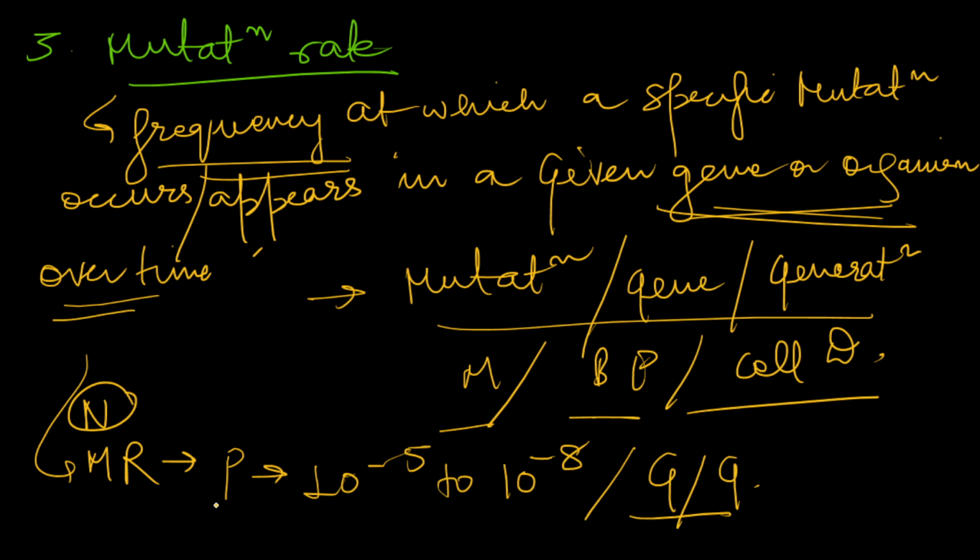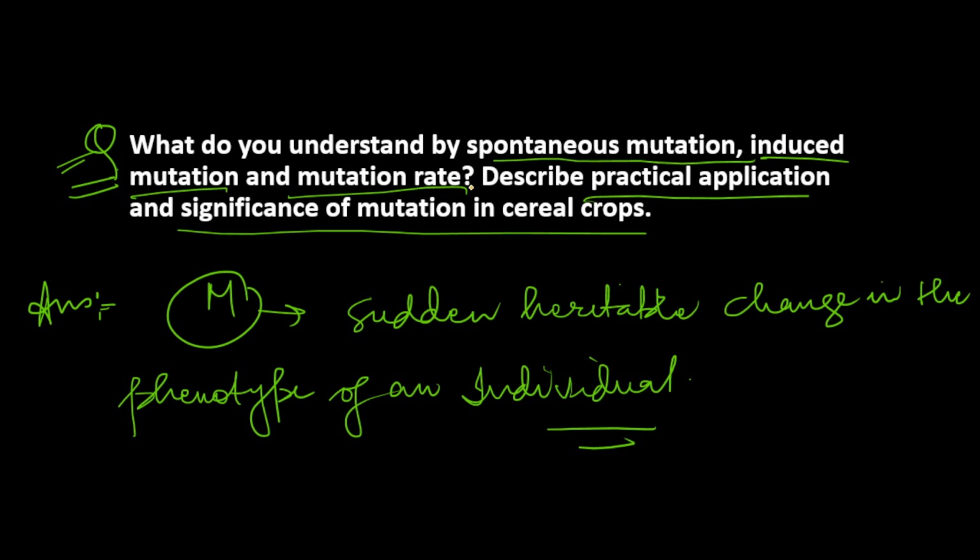So this is what mutation rate is, that is the frequency of occurrence of mutation. Here we have completed the first part of the question. Now the second part of the question is, describe practical application and significance of mutation in crops. So we will simply describe it, practical applications and significance. Both are similar things, the same points will be in both, so you have to adopt as per the question.